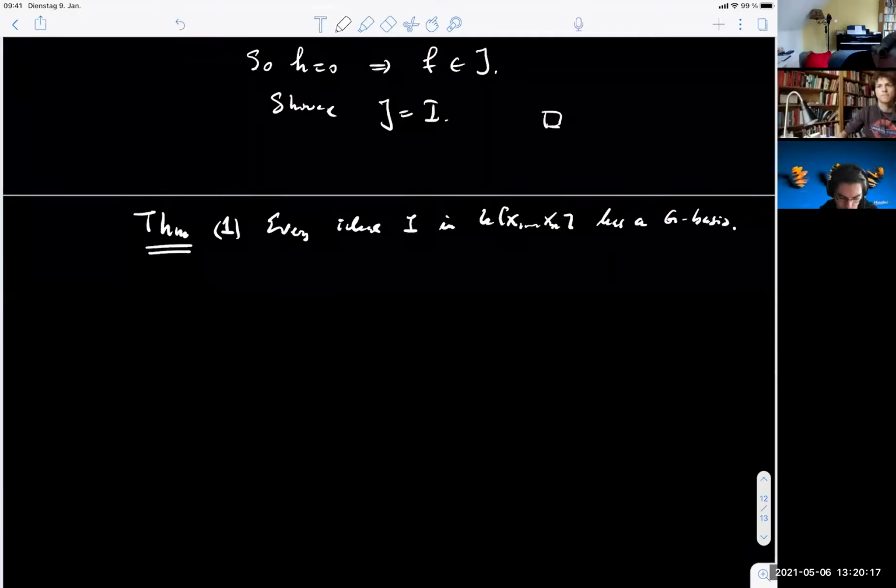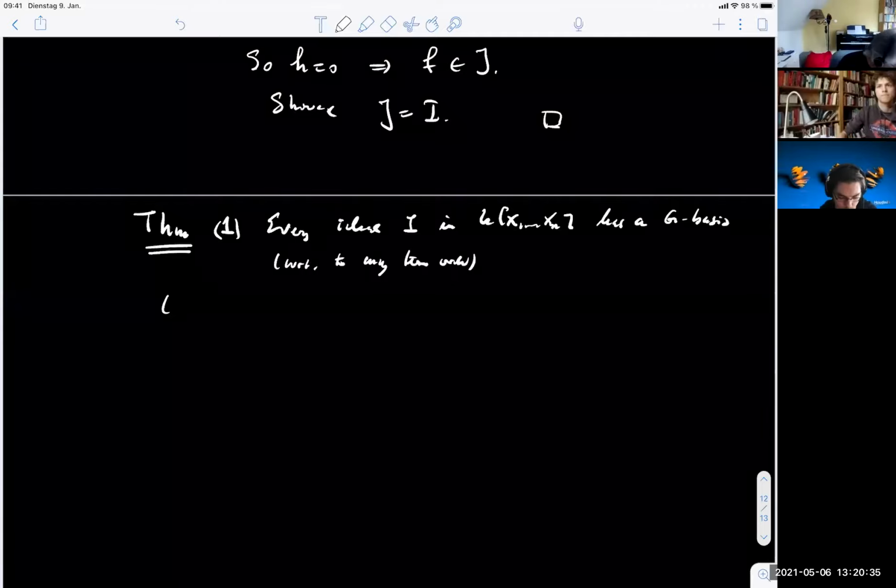So they exist. Maybe I should say with respect to any term order. Again, you fix your term order, you have a Gröbner basis. It's dependent on the term order. And two, every ideal in the polynomial ring is finitely generated.